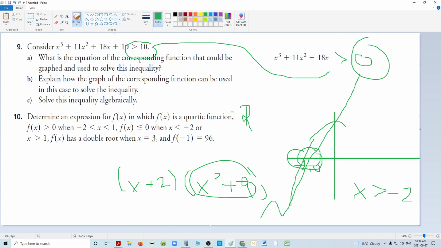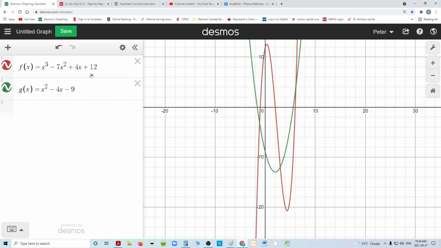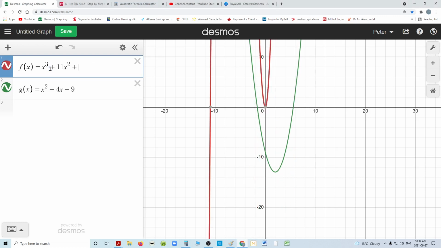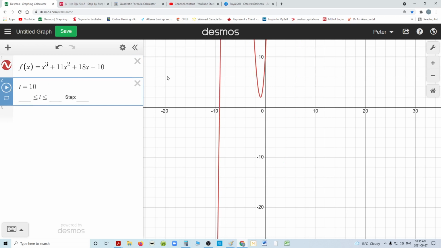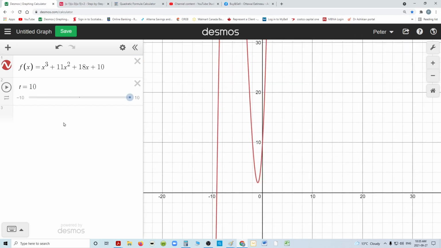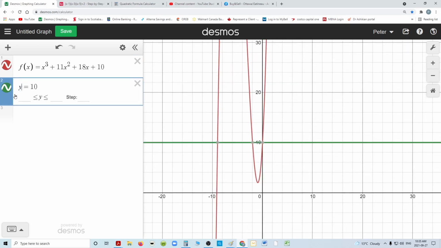And when in doubt, you can put this original graph in and see where it's above 10. So x cubed plus 11x squared plus 18x plus 10. And then we're going to put the next line as y is equal to 10. I'm going to see where this graph, if it is indeed above 10. Oh, so I made a factoring mistake. So there indeed is the -2, but I can see that it dipped down here.